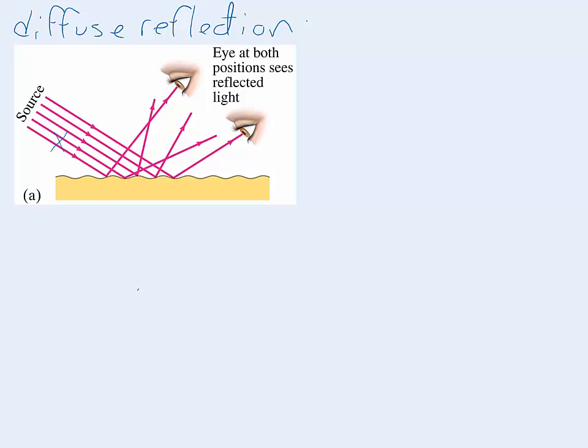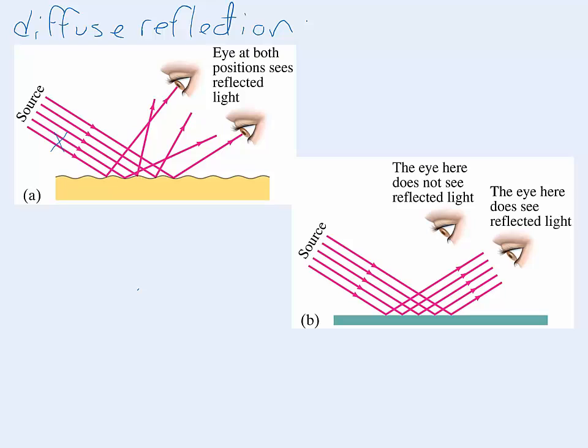The other type of reflection that we see in terms of like a mirror, for example, is what we call specular reflection.